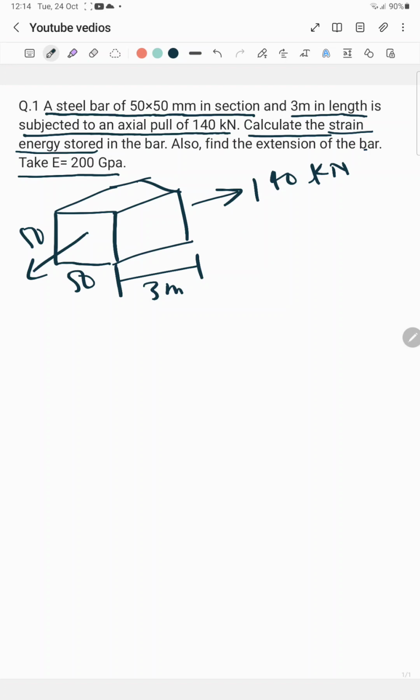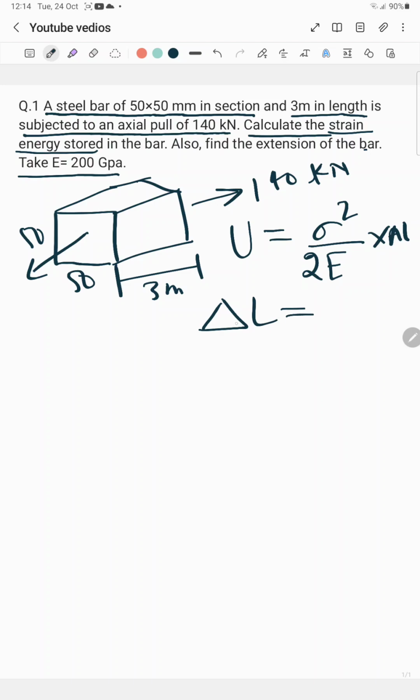Strain energy is denoted by the term capital U is equal to stress square divided by 2E into AL. And this formula we have already discussed in our previous video. Now here in the question it says that we need to find the strain energy and we also need to find the delta L, that is nothing but the change in length.